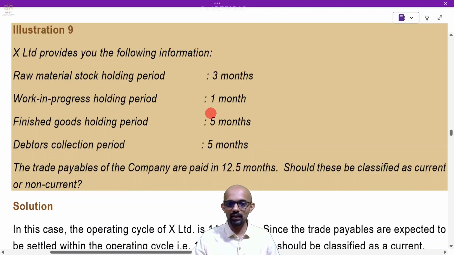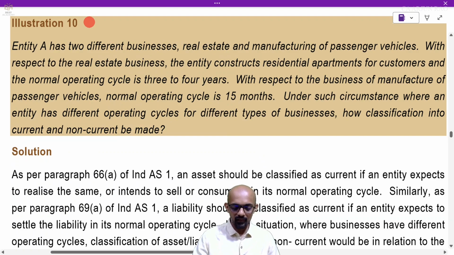So how should all these items be classified? All these are part of the operating cycle. They are all within 14. Therefore, all these items, raw material, WAP, finished goods, debtors, as well as the trade payables will be classified as current. Next, illustration 10 is an interesting question.